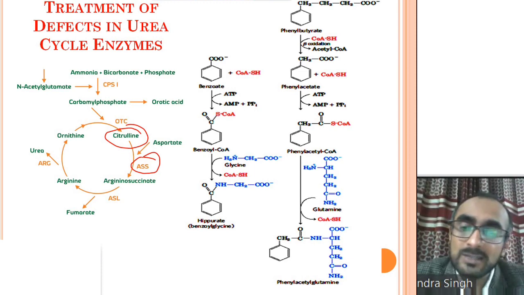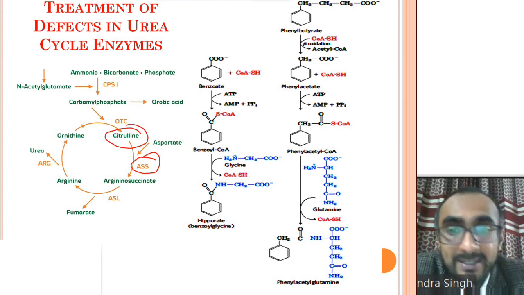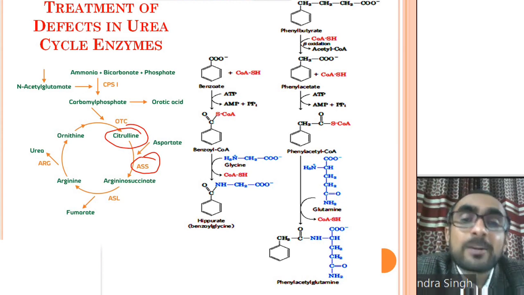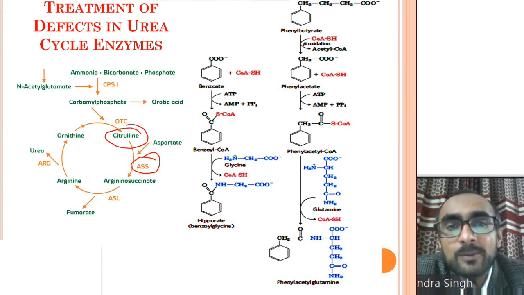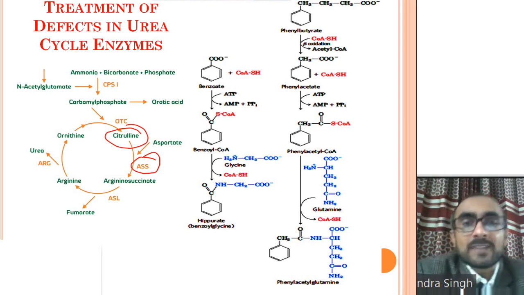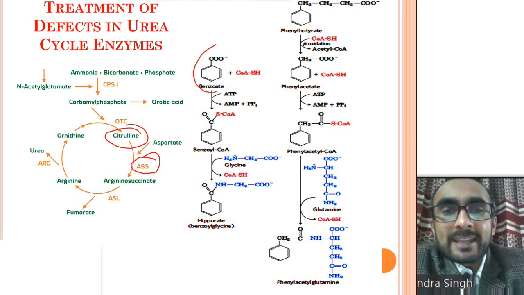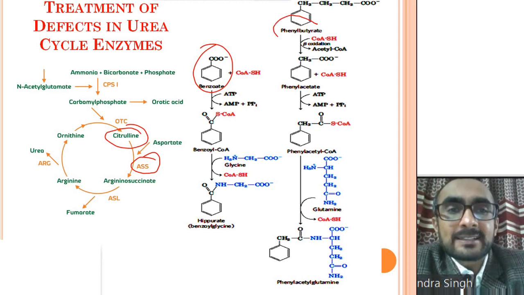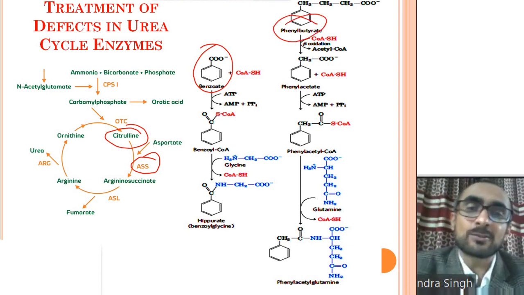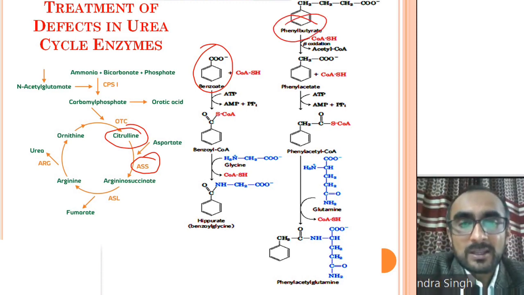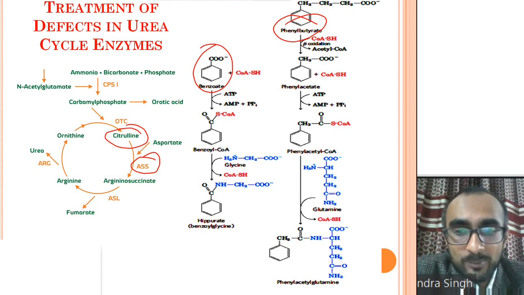In that case, hyperammonemia occurs, because the urea cycle cannot succeed if there is any defect in the enzymes of the urea cycle. So in that case, ammonia concentration rises in the blood and leads to hyperammonemia. So this hyperammonemia is treated by giving two compounds, benzoate and phenylbutyrate. Basically, the objective of giving these compounds is to reduce the level of ammonia in the body.